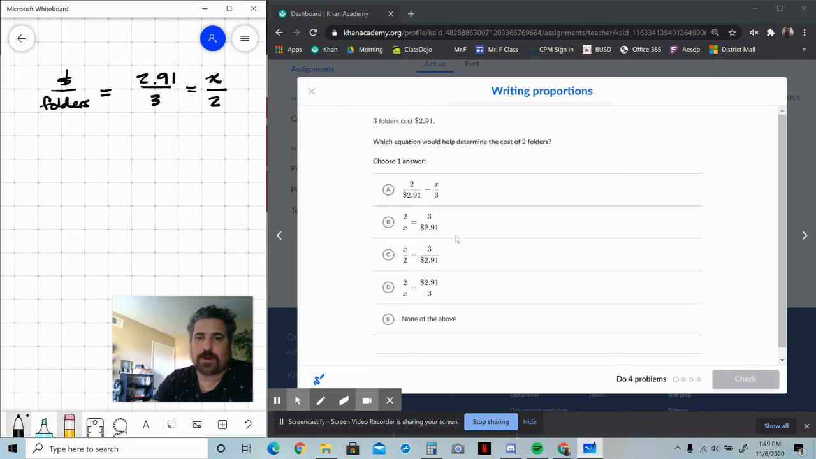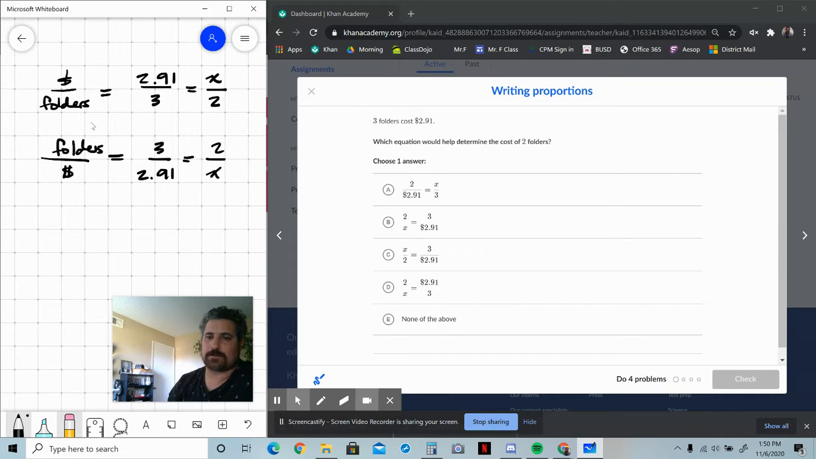So this is a little bit of a problem, right? I'm wanting the dollars to line up, so 2.91 lining up with the x, and the folders to line up, the 3 lining up with the 2. I want the 2.91 to relate to the 3, and I want the x to relate to the 2. So maybe they flipped it, folders on top and dollars on bottom. It would look exactly the same, except that it would be 3 folders for every $2.91 is equal to how much it costs for 2 folders. So this would be another option, right? You just flip everything top to bottom.